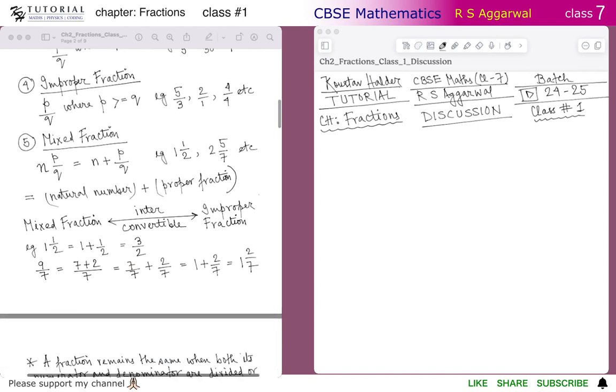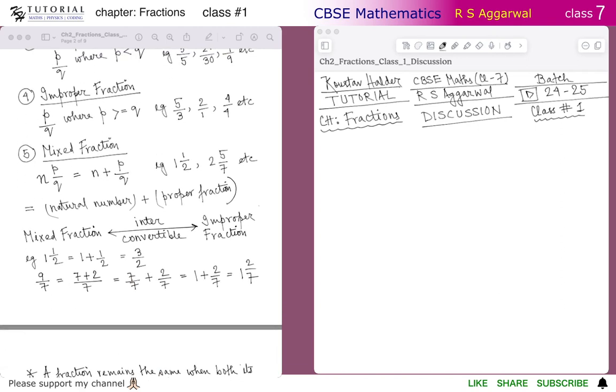Okay, mixed fraction. Now, mixed fraction is of the form n p by q, where n is a natural number.